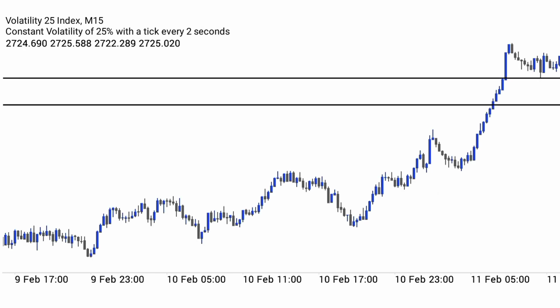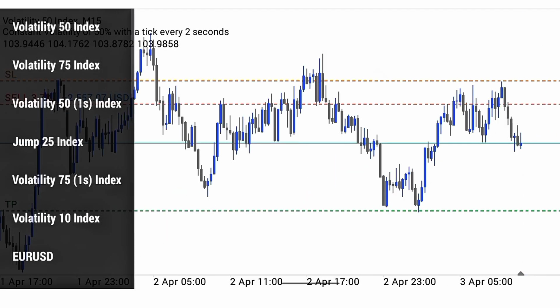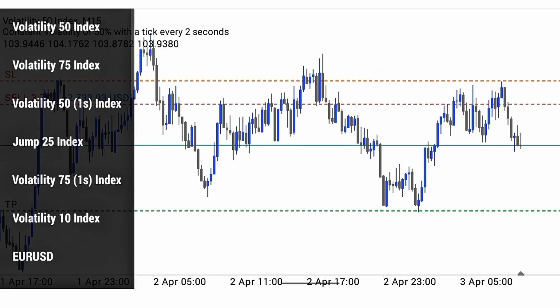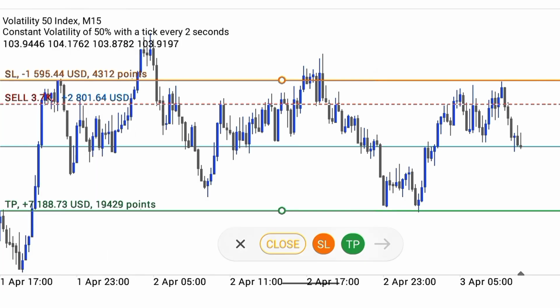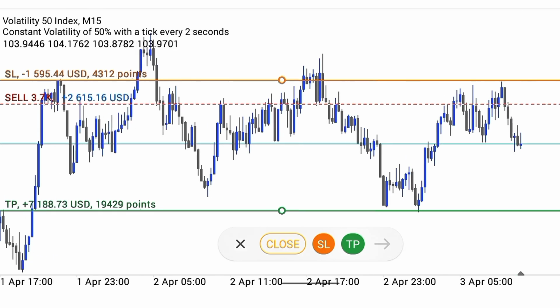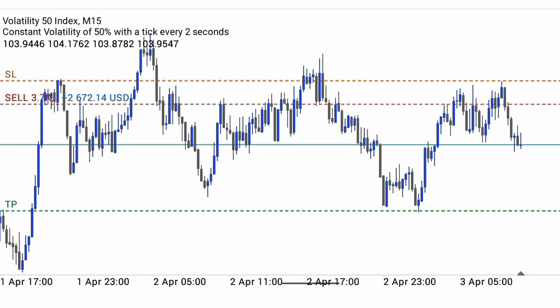Now we have a VIP group where I drop all my trades in the market. So here you can see that I'm currently on a trade on volatility 50, and this trade is going very well. Look at this. Look at the stop loss. The stop loss is at the top there, and look at the take profit target. So for this trade, I am risking $1,595, and I want to make $7,188. So this is the kind of trade that I give in my VIP Signal group.